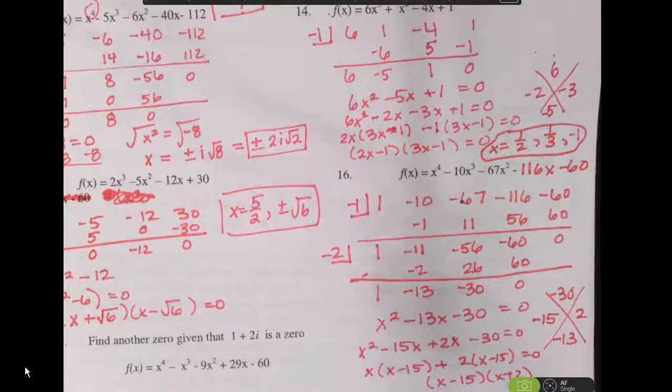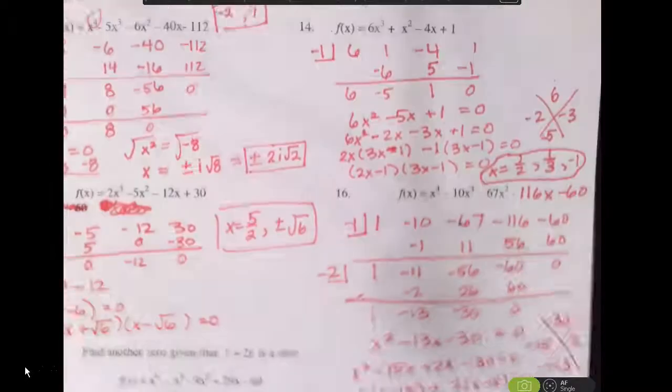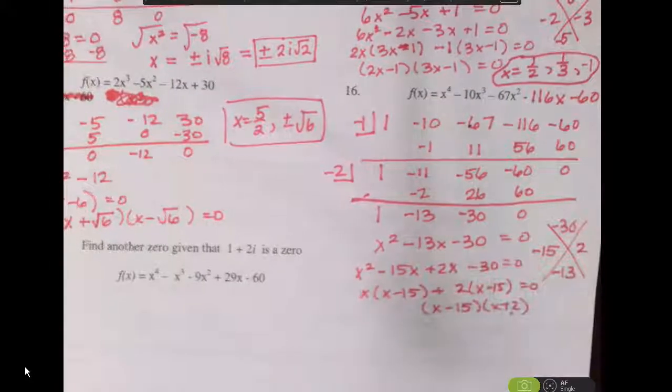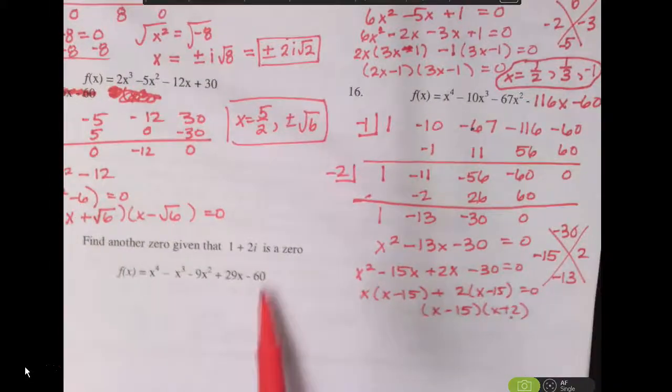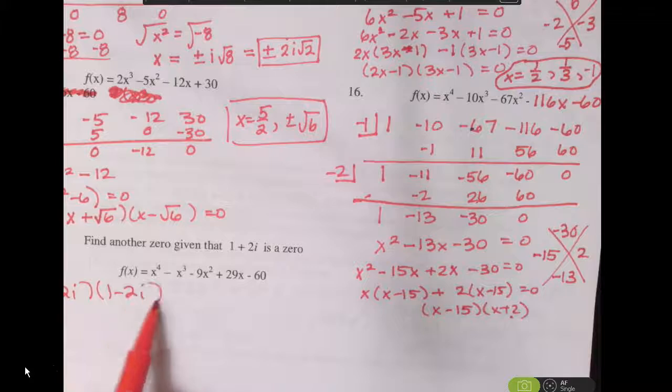Alright, so number 17. We have to find another 0 given that 1 plus 2i is a 0. This is our last page, so I'm not going to stop and do a part 2 to this video. We're just going to keep rolling. So if 1 plus 2i is a 0, we know that 1 minus 2i is also a 0.